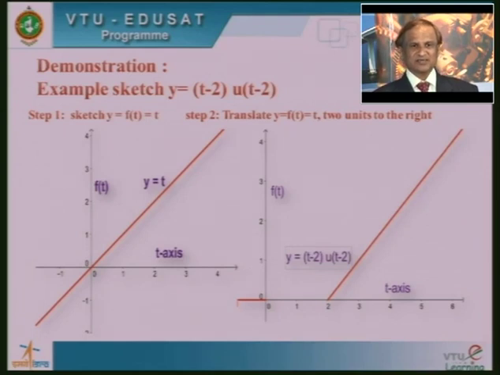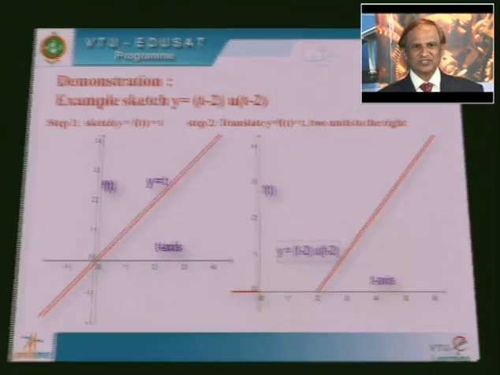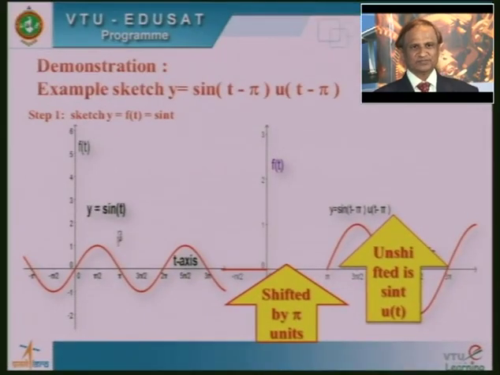It is shifted from the origin by 2 units. Is it clear? So if you want to write it down mathematically, you can write (t minus 2) into u of (t minus 2). Suppose you want to sketch y is equal to sin(t minus 5) into u of (t minus 5). Is it clear?